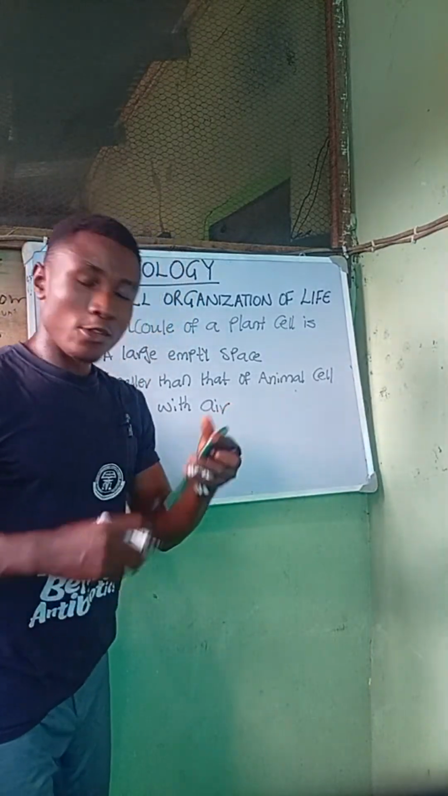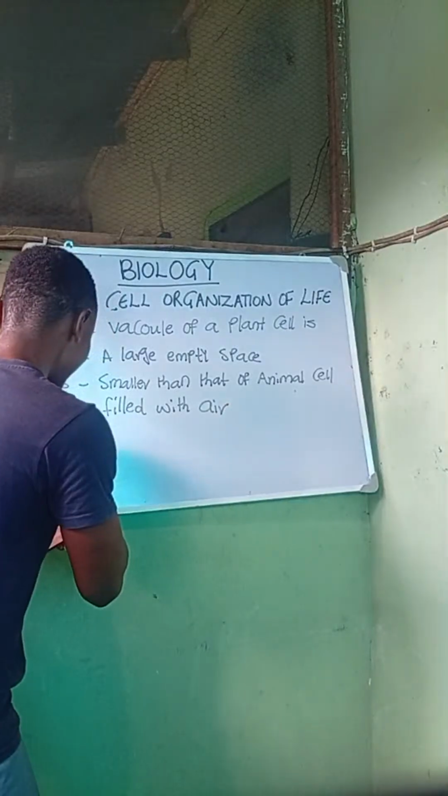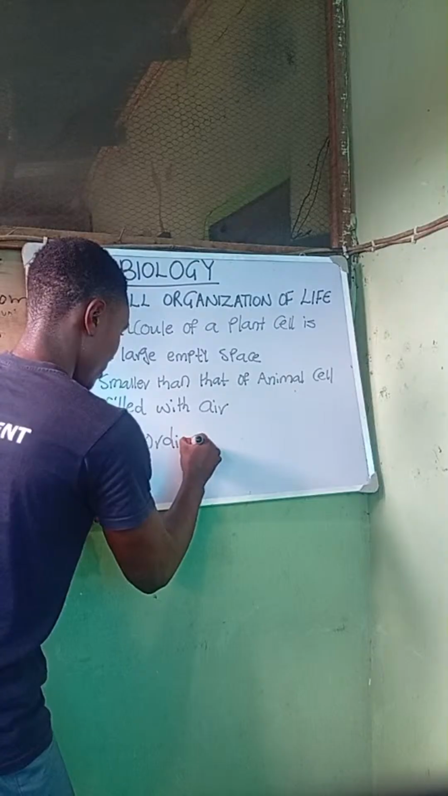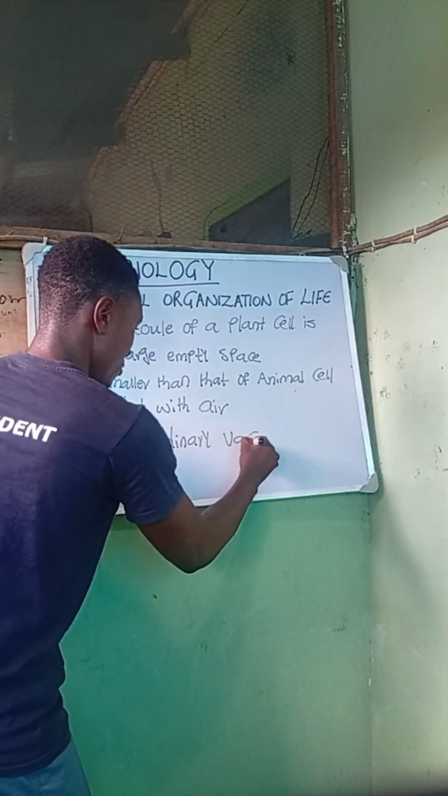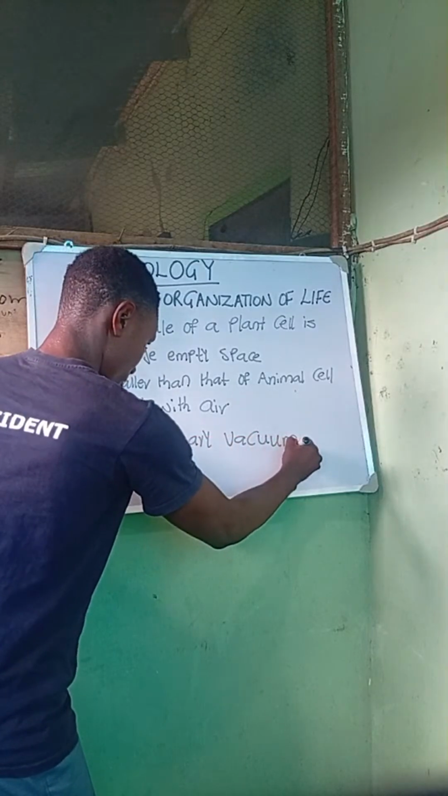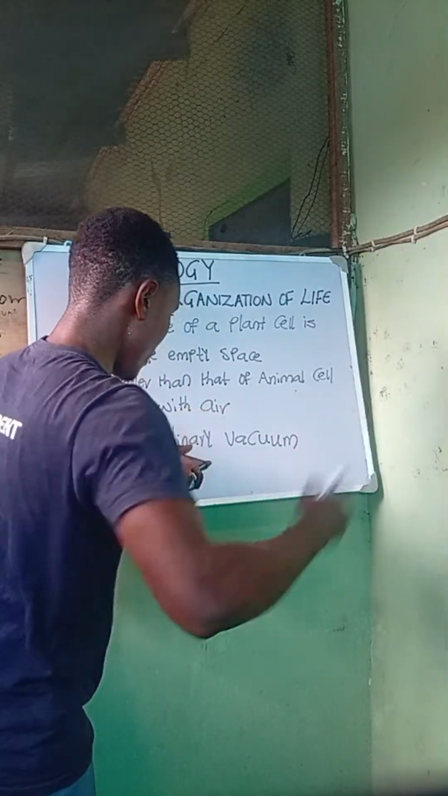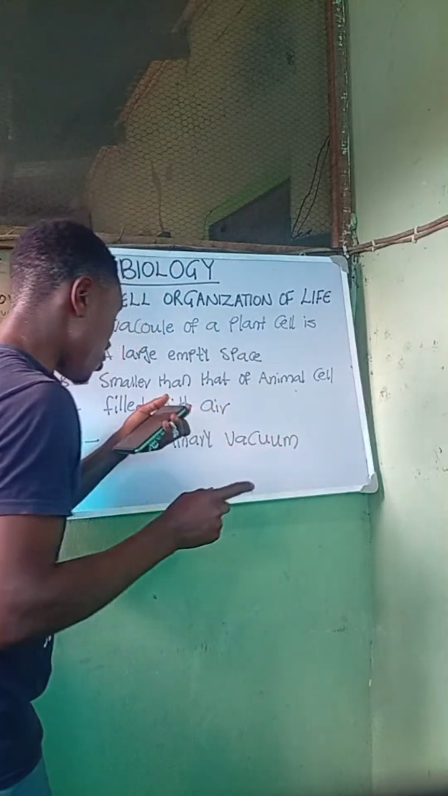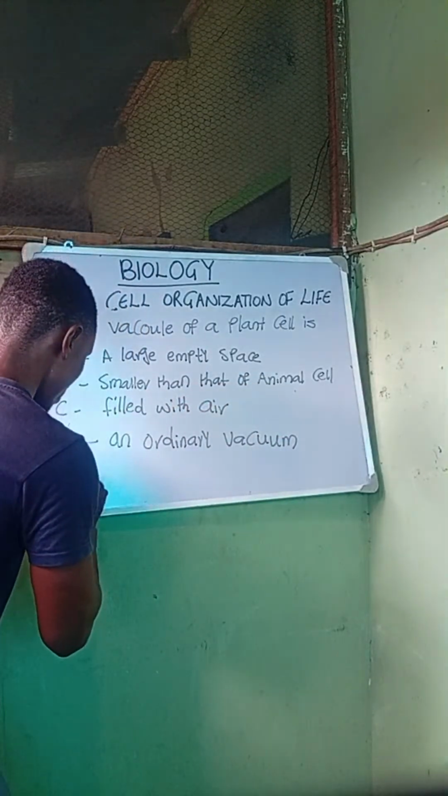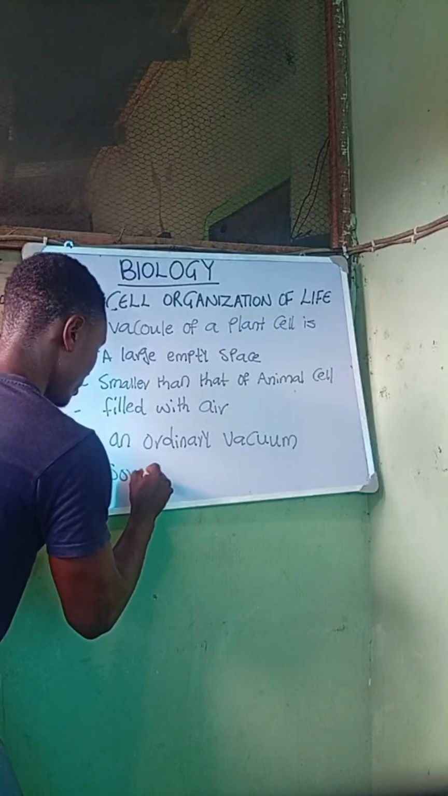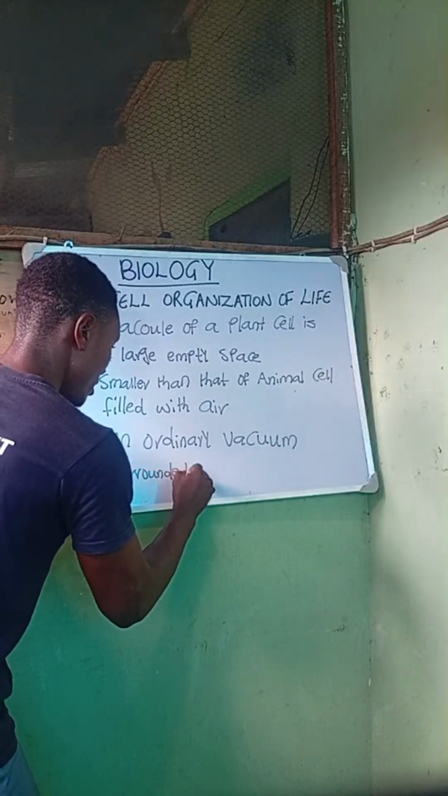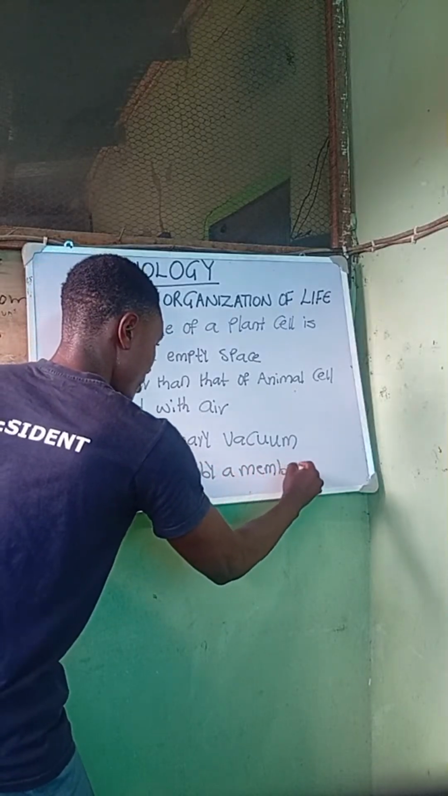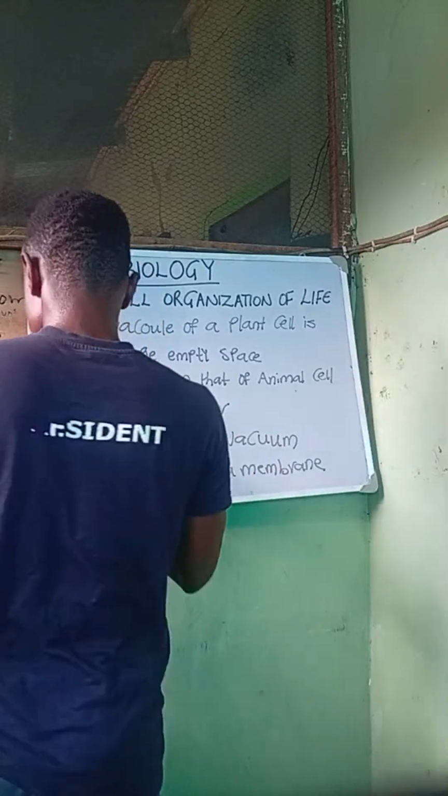D says an ordinary vacuole. An ordinary what? Vacuole. E says surrounded by a membrane. Surrounded by what? A membrane. What is the answer?